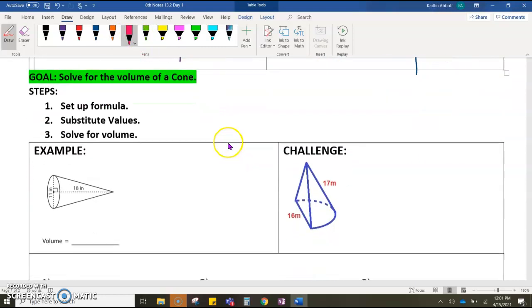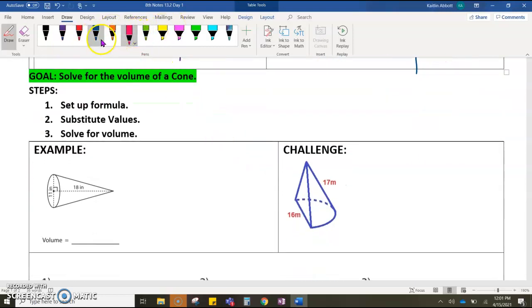Okay, we are moving on to cones. We need to find the volume of a cone. So we're going to set up the formula. The formula is very close to last week's formula. It actually practically is. We got the volume is something times pi r squared times height, which is what you did last week. This is exactly the same as last week.